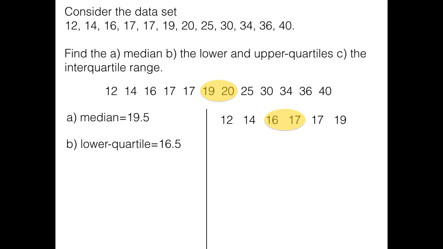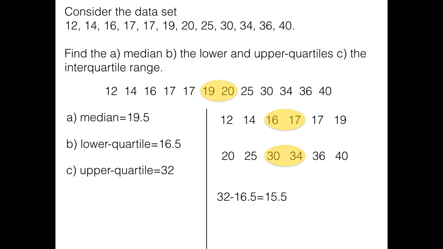Now we're going to do the same for the upper quartile, but instead of starting at 25, we're going to start at 20, so we have 6 numbers. Look for the middle of the middle 2, 32. And now our interquartile range is 32 take away 16.5, which is 15.5.